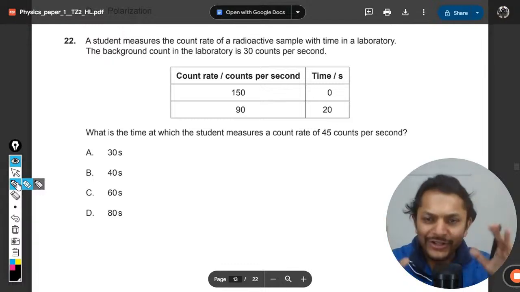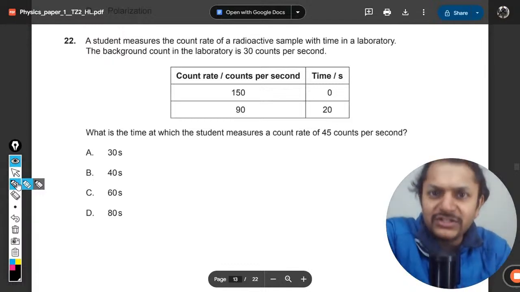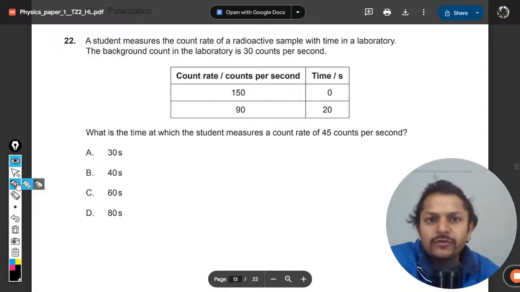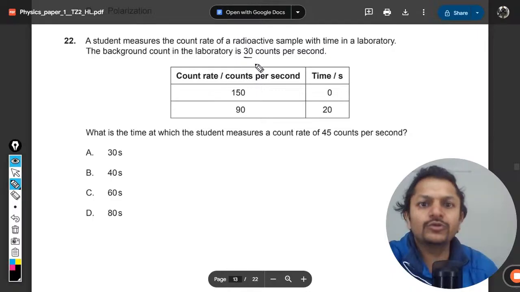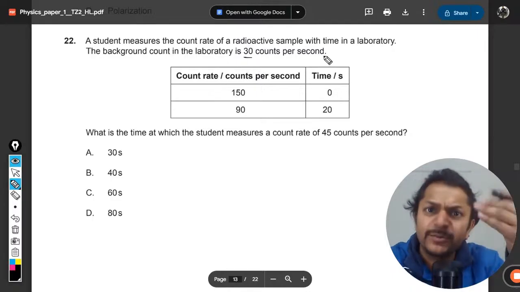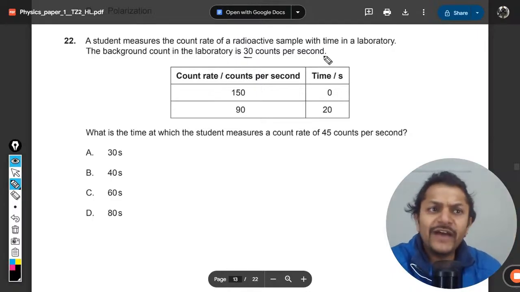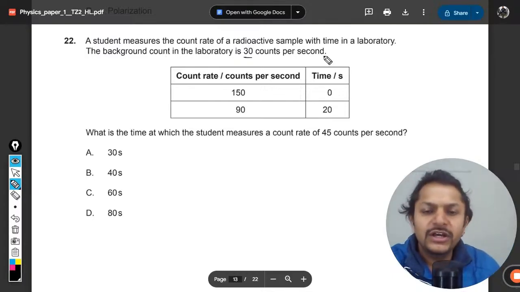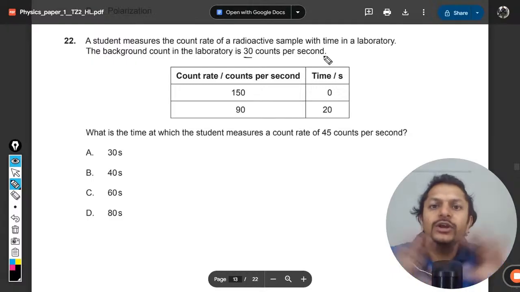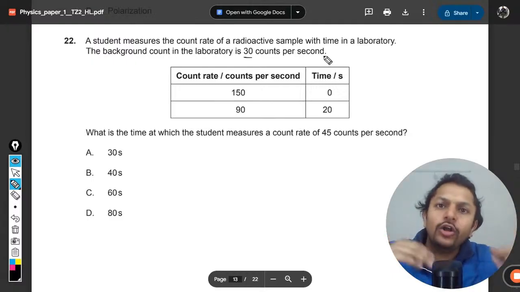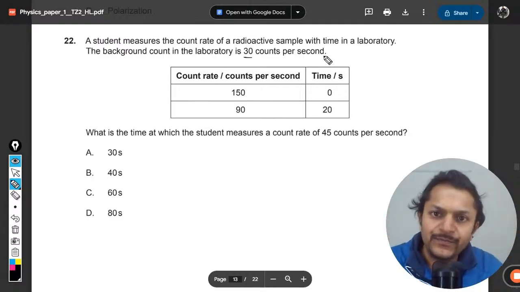Okay, student, let us see what is there in this question. A student measures the count rate of a radioactive sample with time in a laboratory. The background count is 30 counts per second. So this is basically the disturbance. So whether the reaction is taking place or not, the device on which you are measuring the count rate is showing 30 counts. So all the values have been added with the 30.